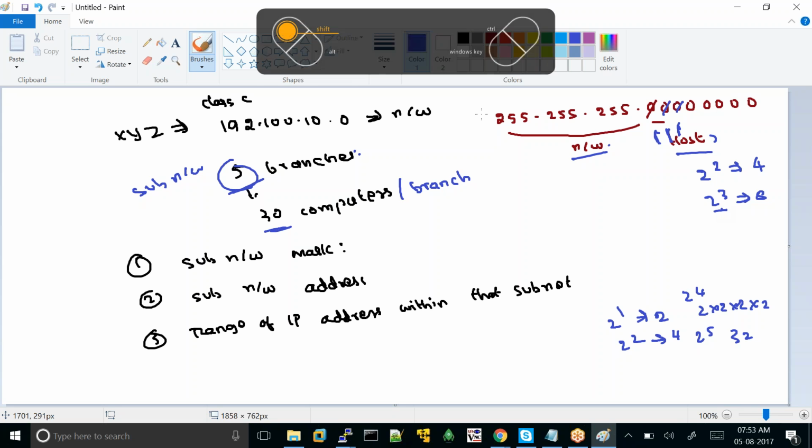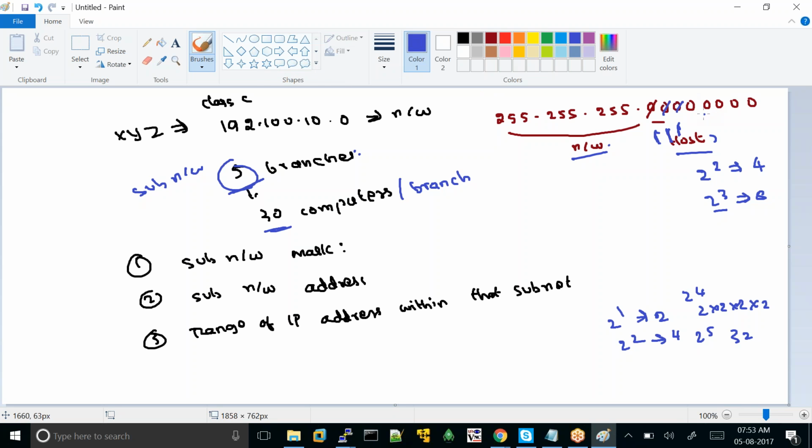Okay, so how many bits do you have left for the host? These are all the network part. This corresponds to the host part. So after giving 3 bits for subnetworking, we have left only 5 bits. Therefore 2 to the power of 5, which is equivalent to 32 computers. 2 power 5, 32 computers that we can have on a particular subnet.